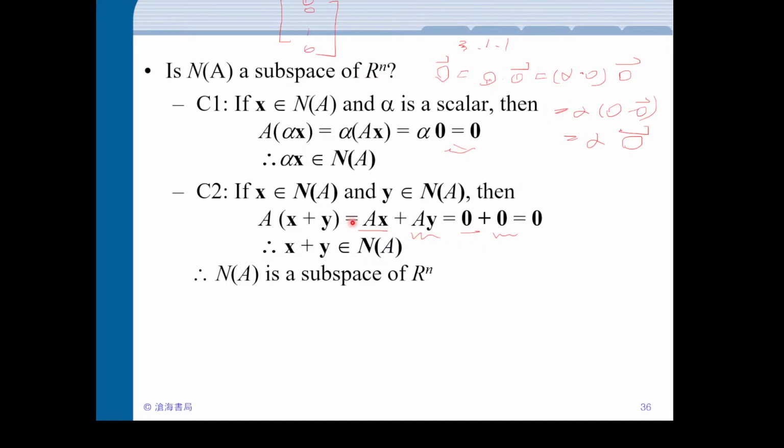Then we add them together. Then on the left-hand side, we can use the distributive rule of matrix multiplication. So this is A of x plus y. And on the other side, we have the definition of 0, so 0 plus 0 equal to 0. So then we see that A of x plus y also equals 0, so x plus y is inside the null space of A. Okay. So yeah, we have closure under both C1 and C2. Then we have that this null space is a subspace of Rn.